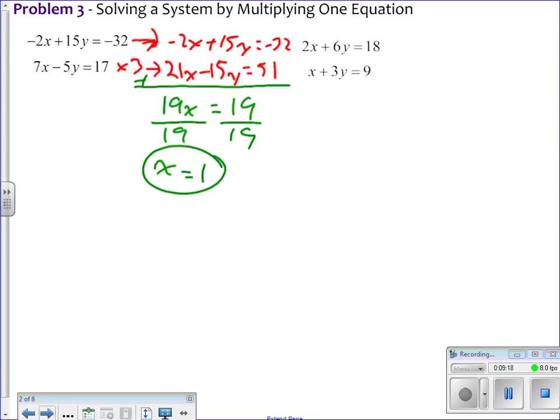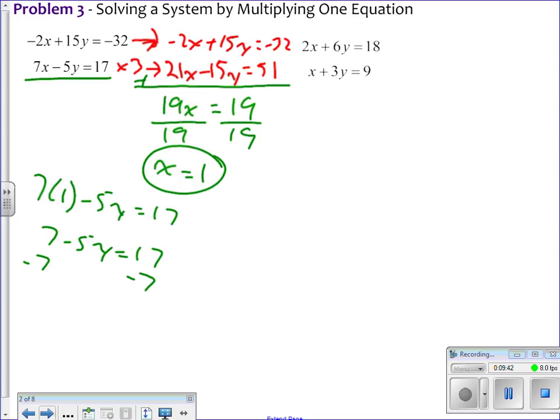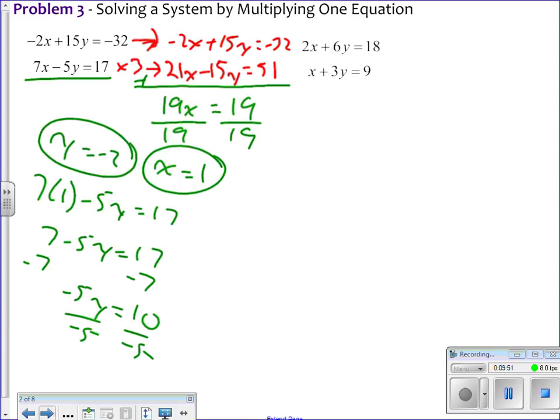So I take the 1 and I plug it into either equation. Any one of the equations that I have up there, I can plug in 1 for X and solve for Y. The numbers in this one are smaller. Put in 1 for X. 7 times 1 minus 5y equals 17. 7 minus 5y equals 17. Subtract 7. Negative 5y equals 10. Divide by negative 5. And I get y equals negative 2. Okay.